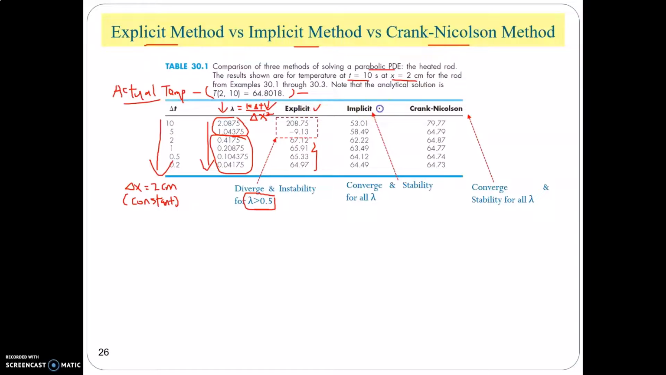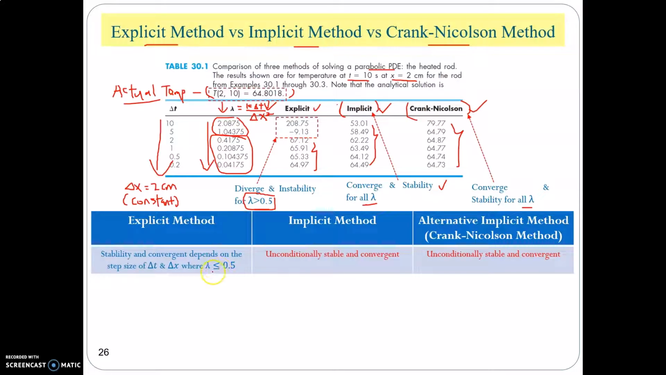On the other hand, for the implicit and Crank-Nicholson method, the result here is converged and stable for all lambda, including lambda greater than 0.5. So for the Crank-Nicholson method here, the result is converged and stable also for all lambda. So when we choose the implicit and Crank-Nicholson method, one of the advantages is we don't need to worry about the divergence and instability. By using these two methods, it will always be converged and stable.